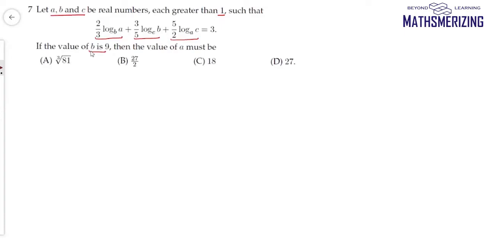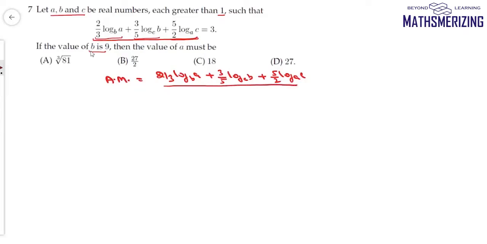Now what I'll do is write the arithmetic mean for these 3 numbers. So for these 3 numbers, the arithmetic mean is given by 2 by 3 log A base B plus 3 by 5 log B base C plus 5 by 2 log C base A, whole divided by 3. Now in the question it says the sum of these 3 numbers is 3. So 3 divided by 3 is simply 1. So the arithmetic mean of these 3 positive numbers is simply 1.